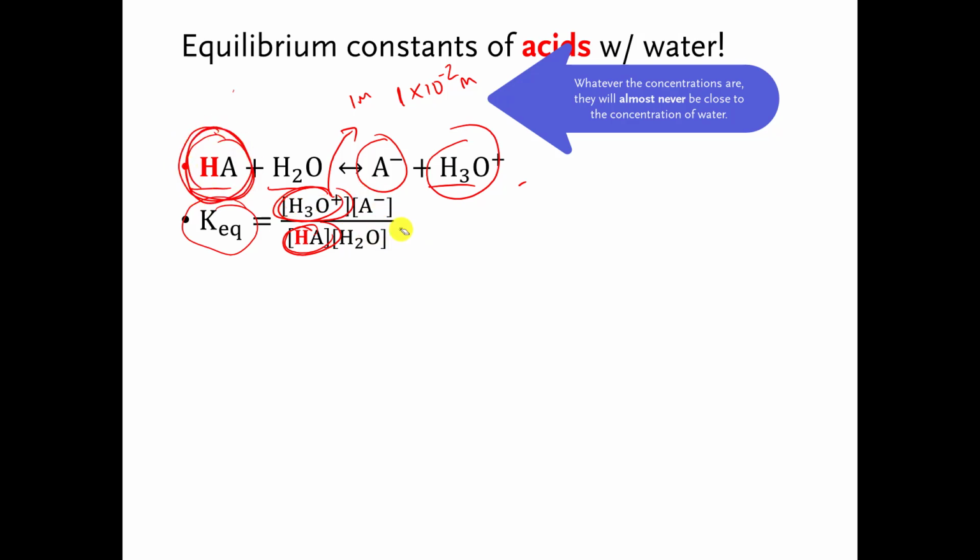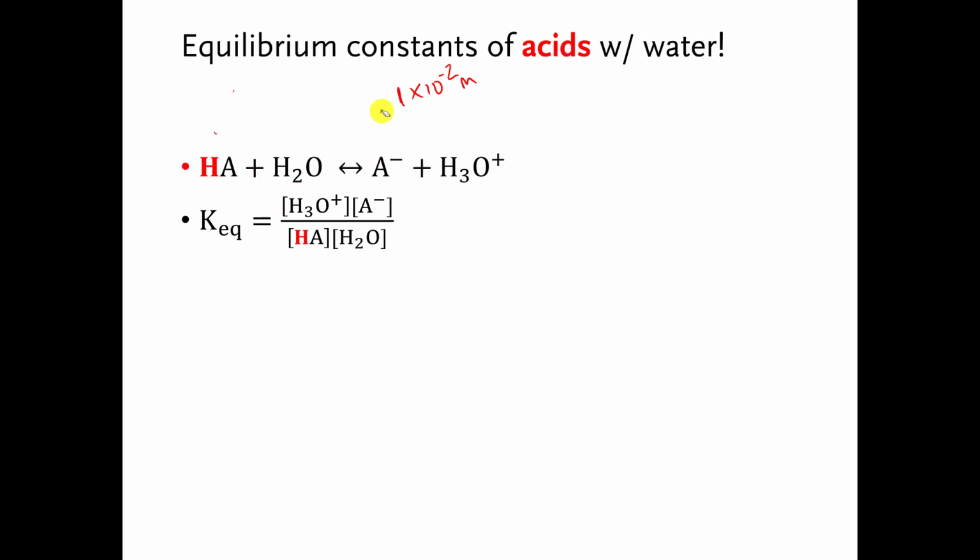And so the KEQ equation is not the best way to look at an acid and figure out whether it's strong or weak. And believe it or not, what chemists do to fix this equation is they just throw out the water, and they do a calculation just without including the water as part of the equilibrium constant.